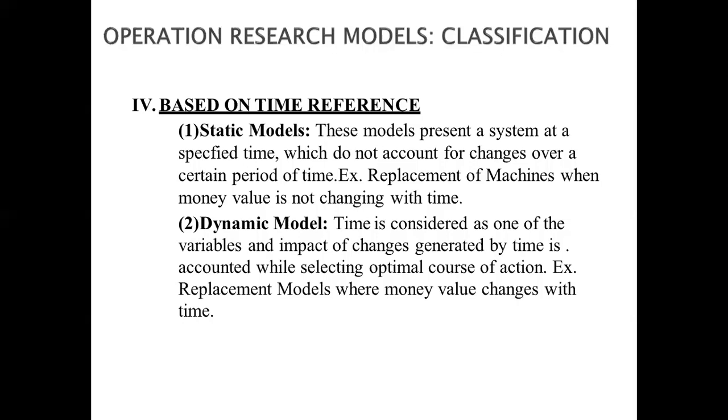These models present a system at a specified time and do not account for changes over a period of time, and this type of model cannot be changed over time, such as the replacement of machines when money value is not changing with time. In a dynamic model, time is considered as one of the variables, and the impact of changes generated by time is accounted for while selecting the optimal course of action. For example, replacement models where money value changes with time.